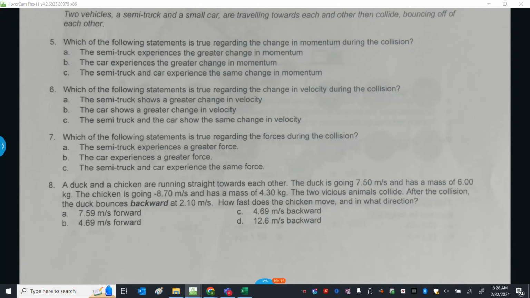If one has a change of negative 100, the other one has to have a change of positive 100, so the total stays the same. So the total is 0 change. Okay, and so it's just conservation of momentum.